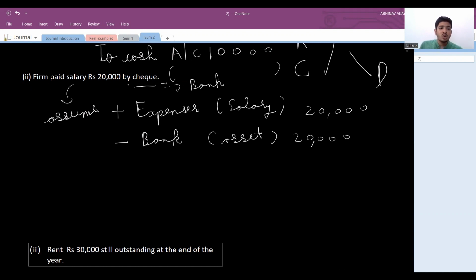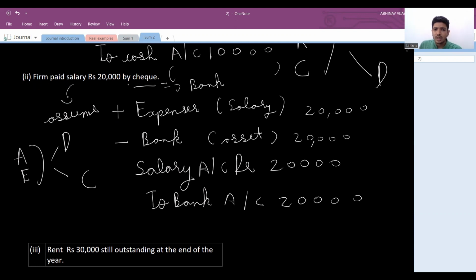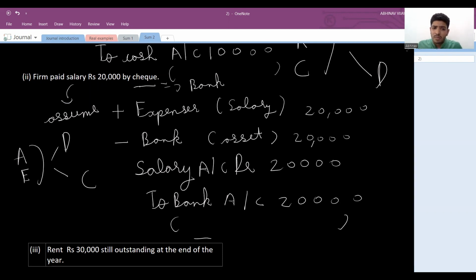Now, converting into journal entry, same our super secret technique: debit, credit, expenses, that is salary, because we need to tell the shareholder exactly what the expense is. Salary account increases, so it's debited 20,000. To bank account, an asset, decreases, so it'll be credited. Format for credit is to and ending with account after the debit side entry. Now write narrations. To salary paid by check. Being salary. Now why being? You write being also is a little boring, but that is also part of the format.